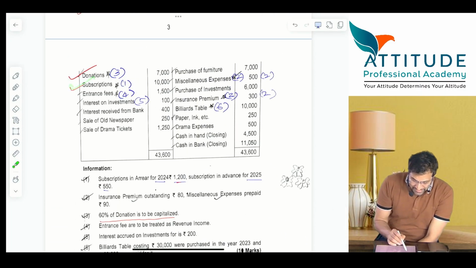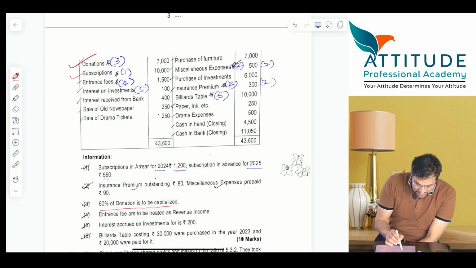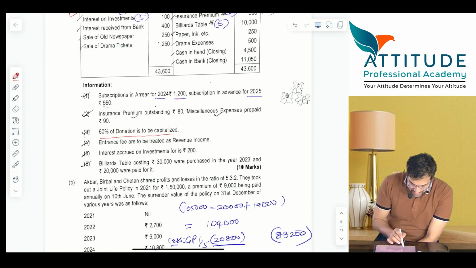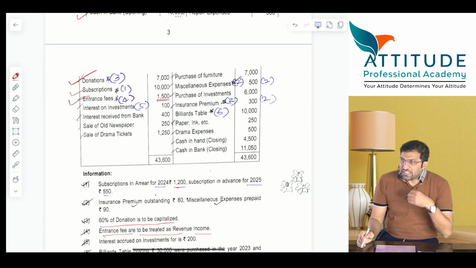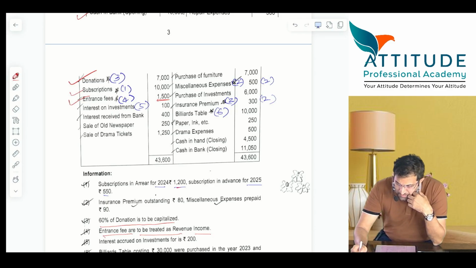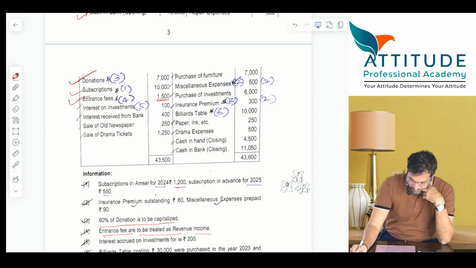Subscription khatam. Entrance fees. Now guys, entrance fees are to be treated as revenue income. Directly take entrance fees to your income and expenditure. By entrance fees 1,500. ये हो गया.